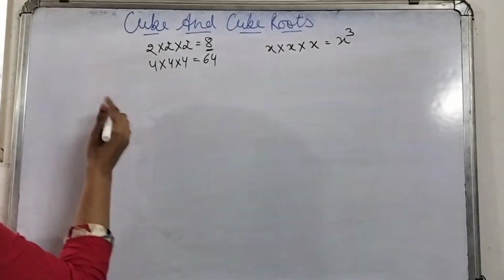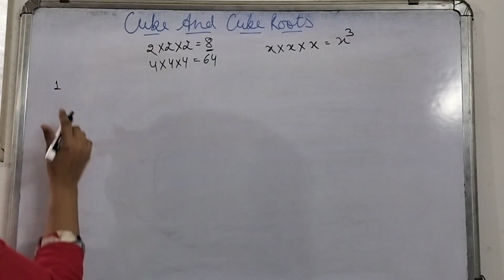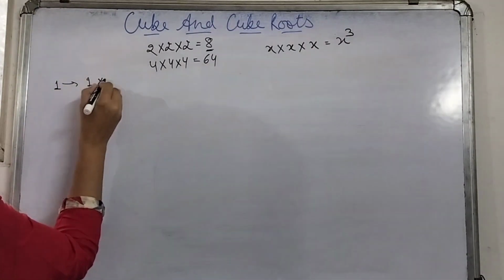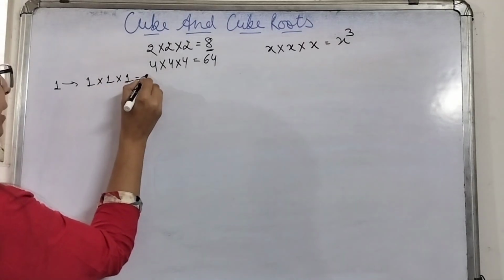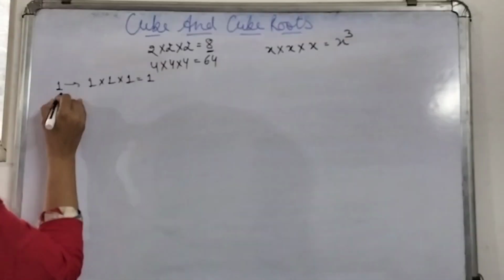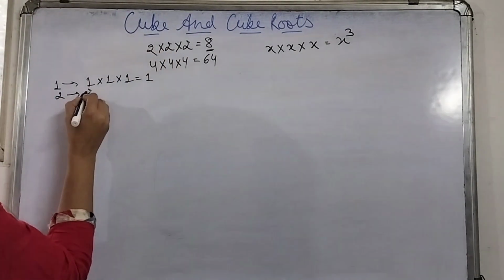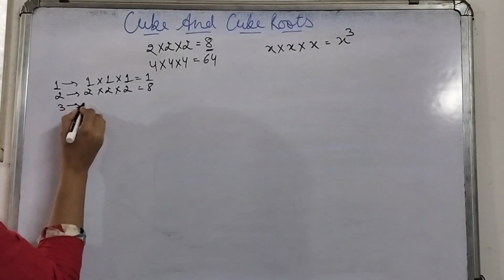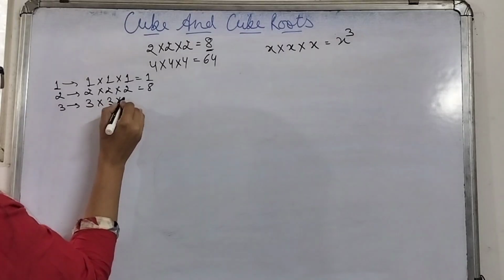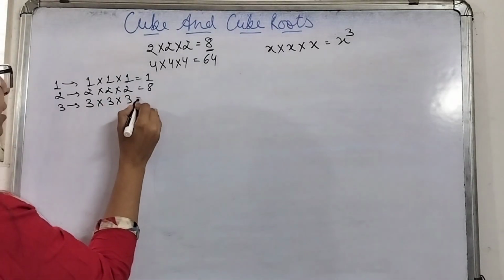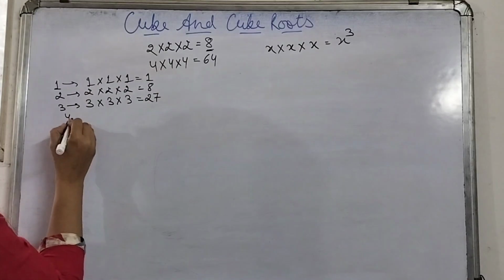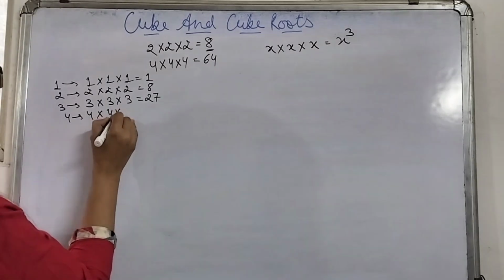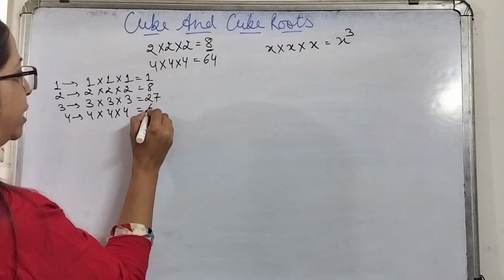Now, if we take the number 1, the cube of 1 will be 1 multiplied by 1 multiplied by 1, that is 1. For 2, we have just seen that the cube of 2 is 8. If we take 3, the cube of 3 will be 3 3s are 9, 9 3s are 27. If we take the number 4, the cube of 4 will be 64.